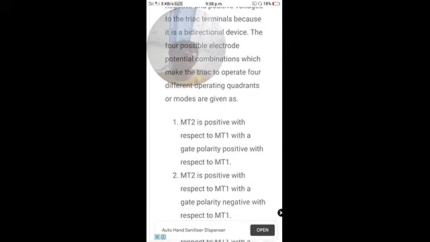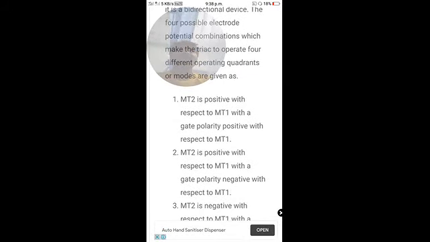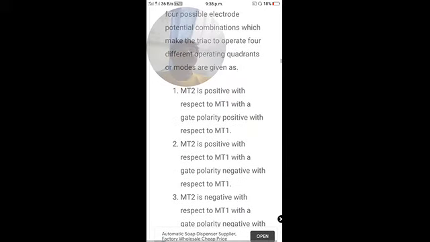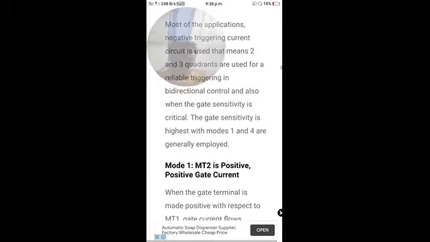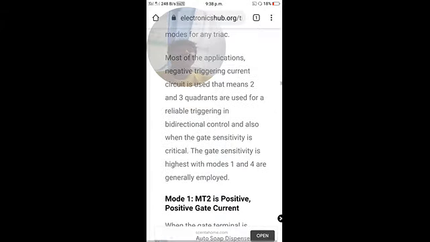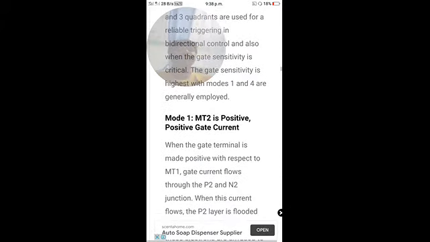The first mode of operation. In the first mode of operation, MT2 is positive with respect to MT1, and the gate is made positive with respect to MT1. See the figure, mode 1 of operation.